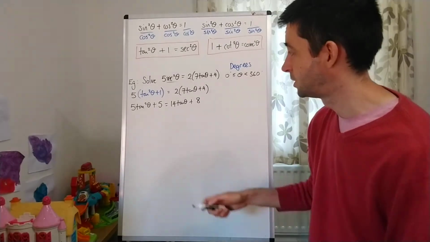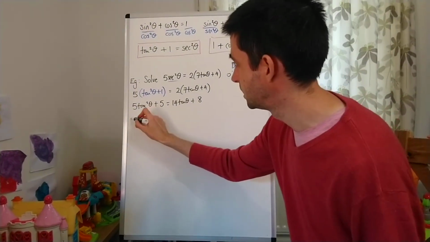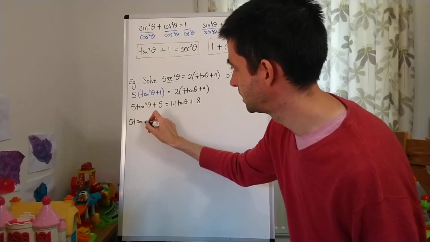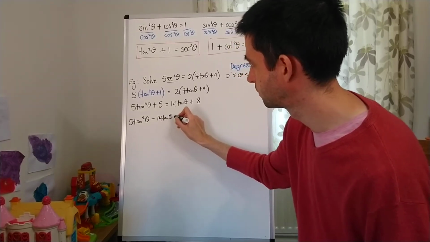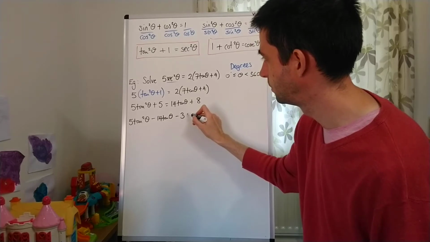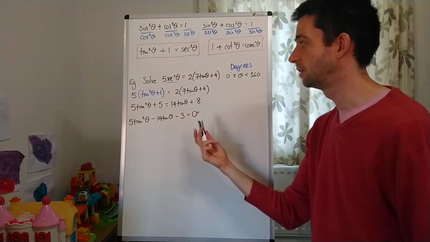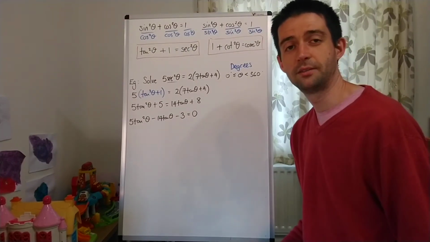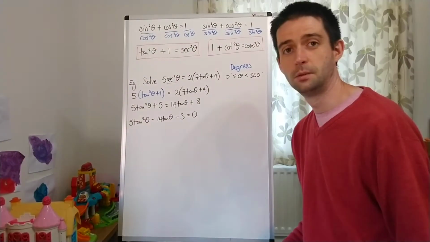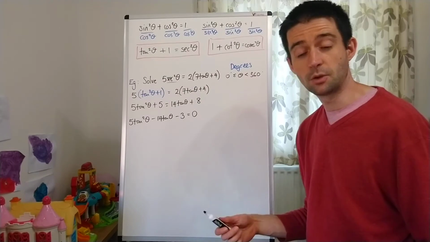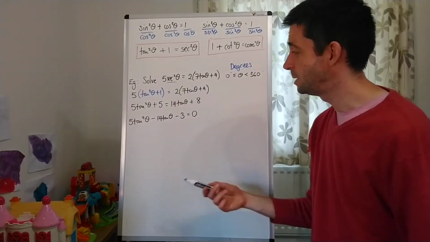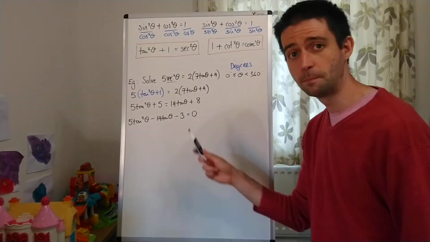0. So 5 tan squared theta, I'm going to subtract the 14 tan theta from both sides of the equation and subtract the 8 from both sides of the equation, giving me my quadratic: 5 tan squared theta minus 14 tan theta minus 3. Now it's your choice how to proceed here. Some people are comfortable factorising it in this form.